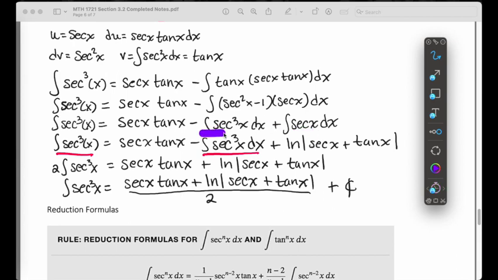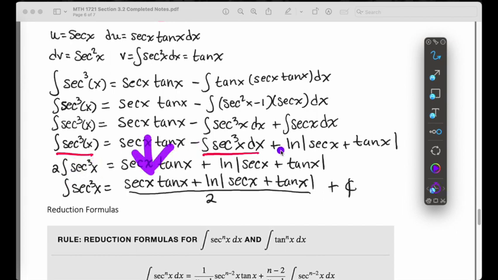So if you notice, we have the same thing here that we started with. When we did integration by parts in the last section and we ended up with the same thing we started with, we try to isolate that and then divide by the coefficient in front to get our answer. So I'm going to take this and add it to both sides. This here and this here are like terms. I add this to both sides, and I get two integrals of secant cubed x.